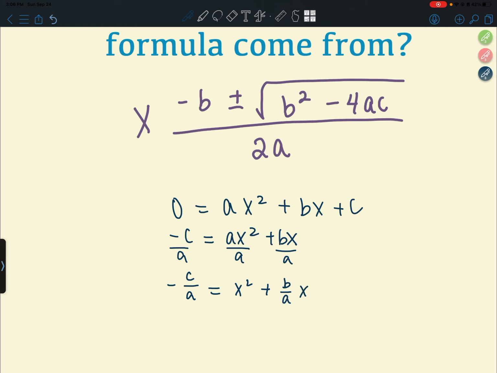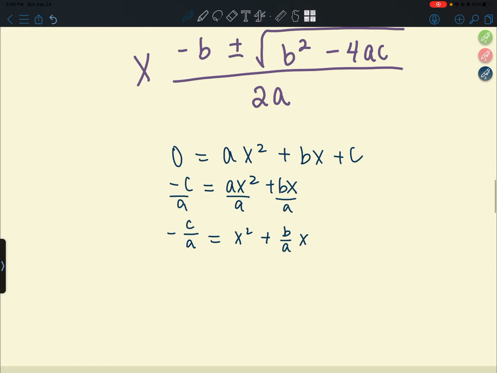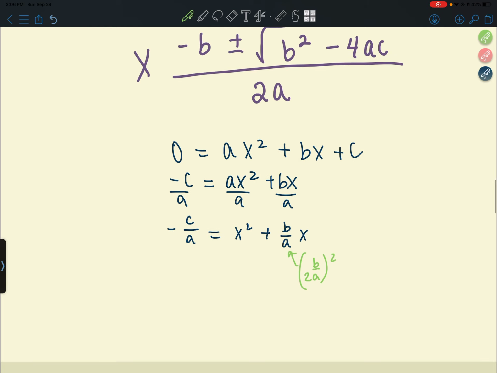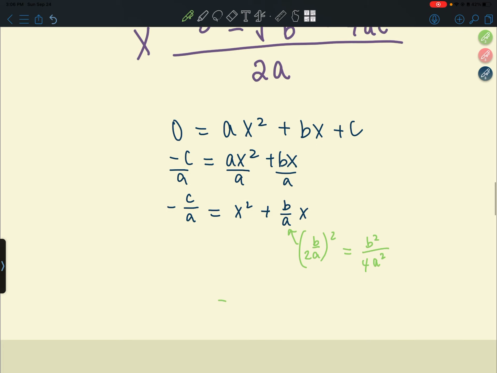Now, we are going to complete the square. Remember how we do that: we take the linear term here, b over a, divide that by 2 and then square it. This is equal to b squared over 4a squared, right? And we're going to add that to both sides. Plus b over a x, add this, b squared over 4a squared, minus c over a.